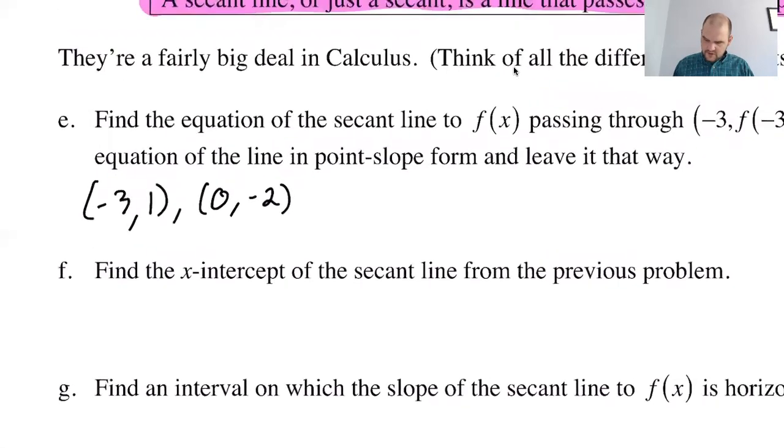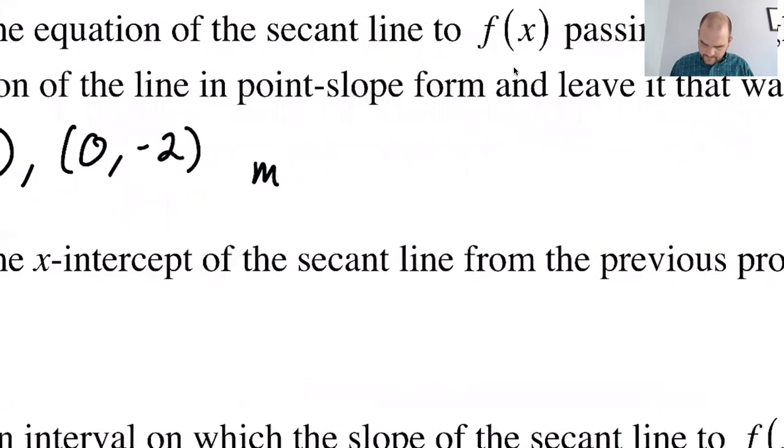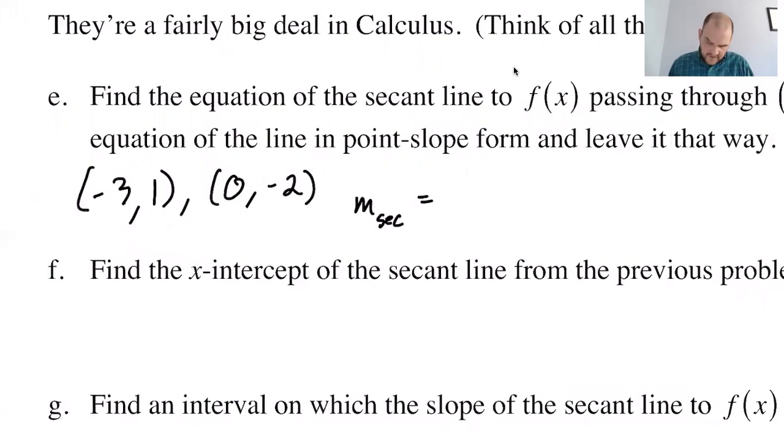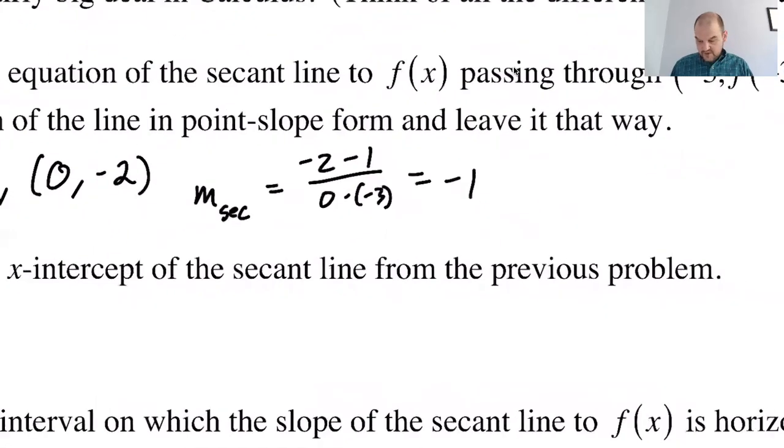Okay, so the slope of the secant line, which doesn't have a special notation, unless you want to put a little secant there. That would be acceptable. I would like seeing that, I think. So I'm going to do -2 minus 1 over 0 minus -3. So -3 over 3, -1. Okay, that's not bad, assuming that's right.